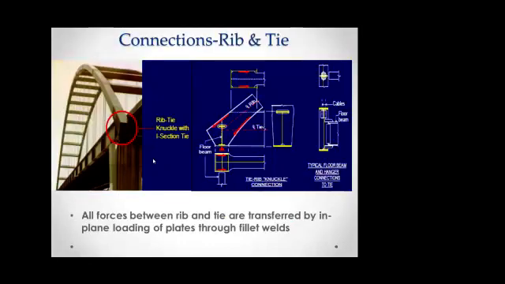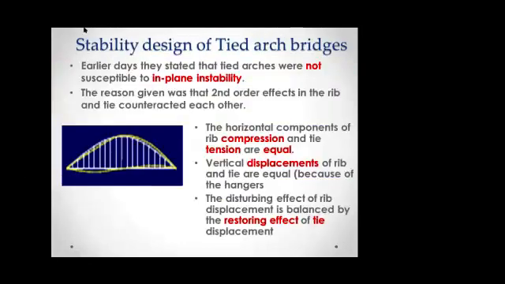Next, how is the stability of the design of the tied arch bridge? In the early days, they never came across in-plane instability, because the second order effects of the rib and tie counteracted each other. They thought they were tying these two members together, and they were not examining any in-plane instability of the tied arch bridge structure.